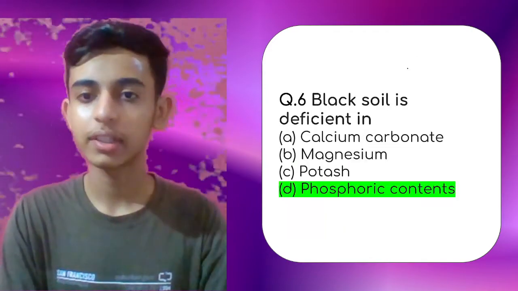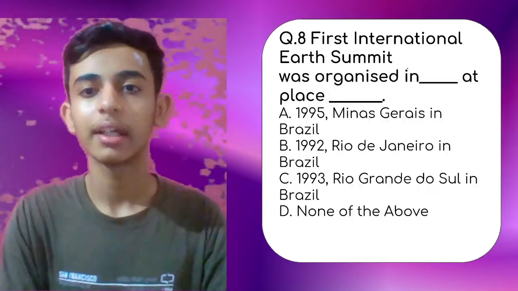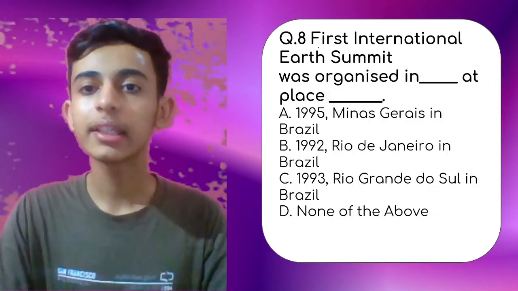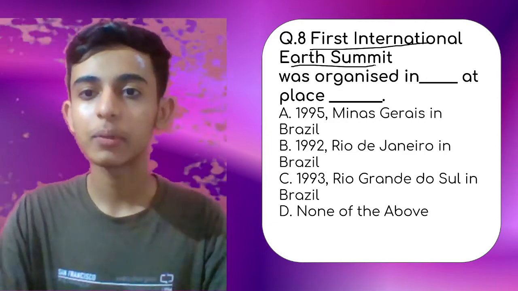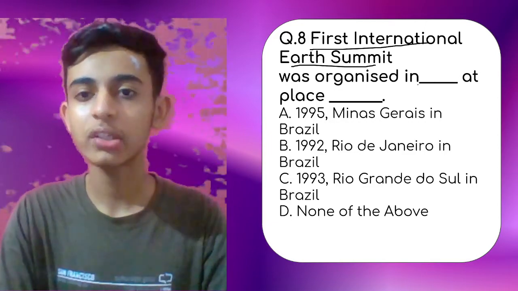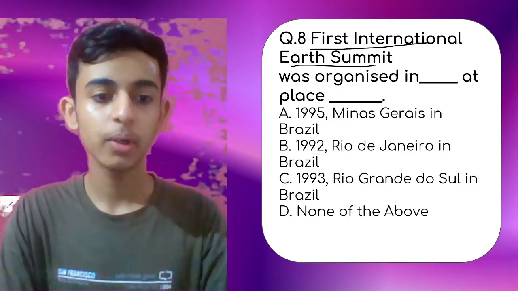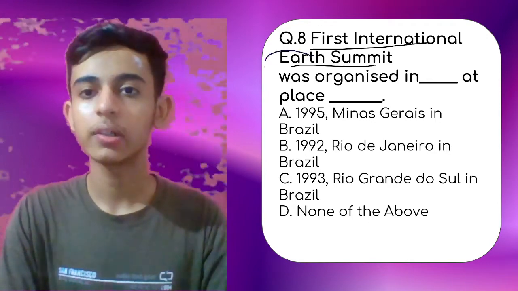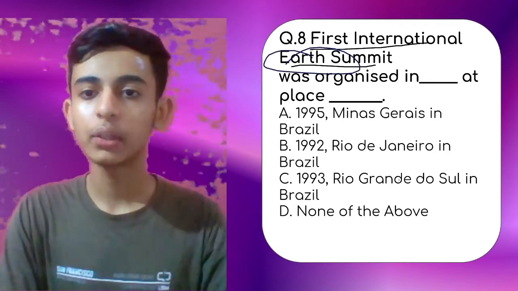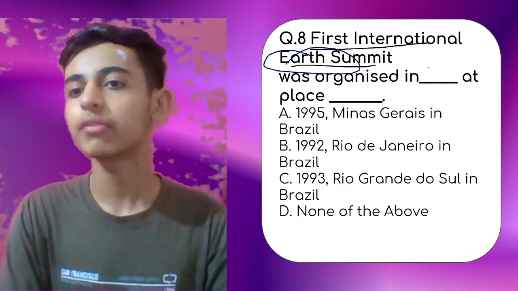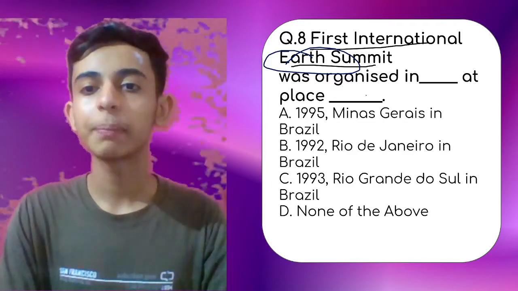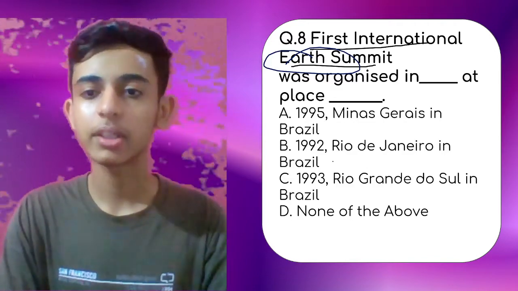The previous one also you can just see the answer if you haven't. Okay. The fourth International Earth Summit was organized in dash at place dash. So what do you think? First International Earth Summit. I know it was, or see if you're confused about the year, but if you know the place, then it will be easy. See, I know it is Rio de Janeiro.